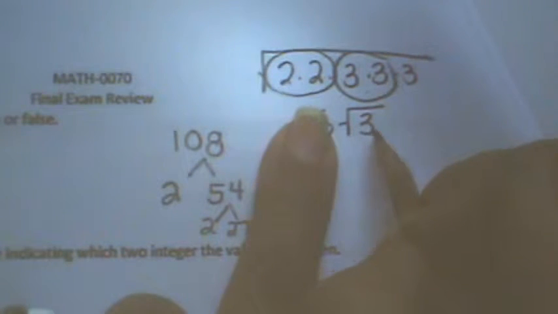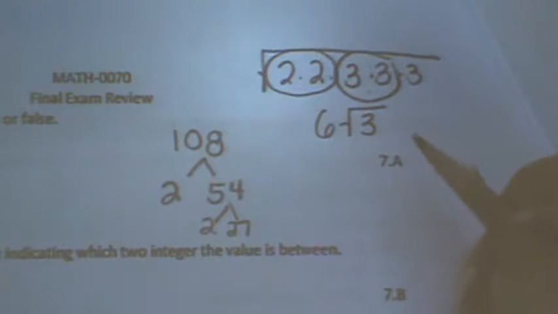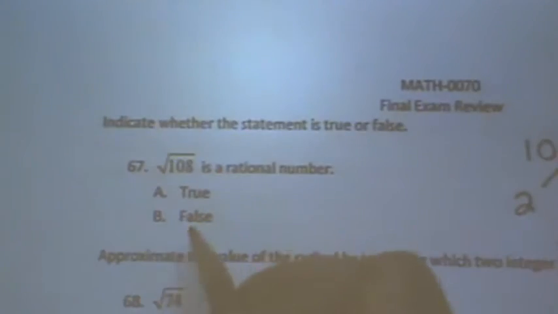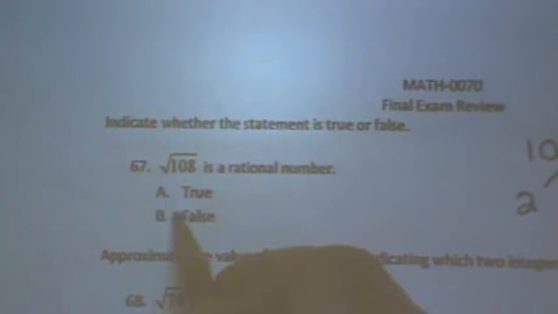Well, the square root of 3 is an irrational number. It's a number that doesn't repeat, it doesn't end. It's irrational, so this is not a rational number. The other way you could do this is if you have a calculator, you take the square root of 108, which is a decimal that doesn't repeat or end, so it is not a rational number.